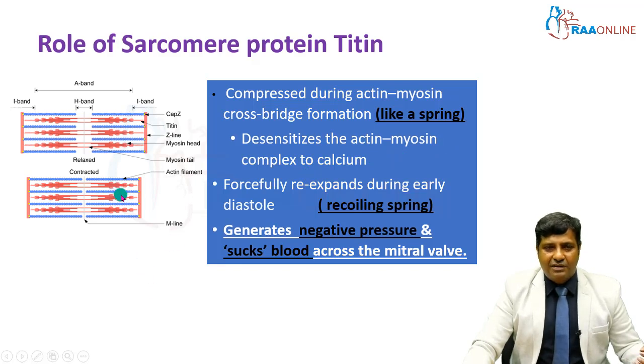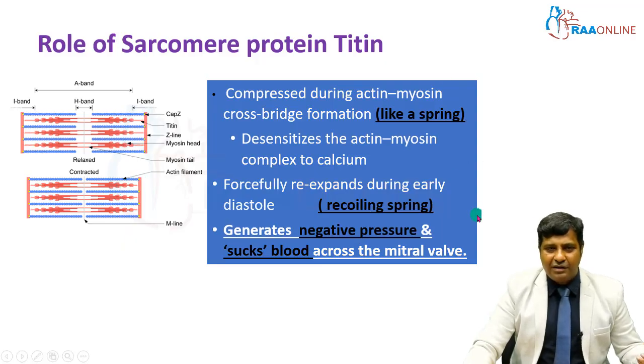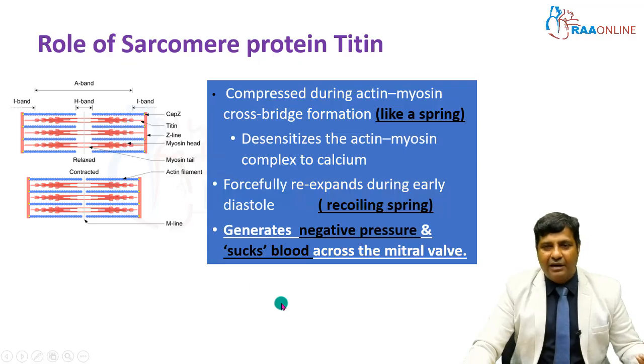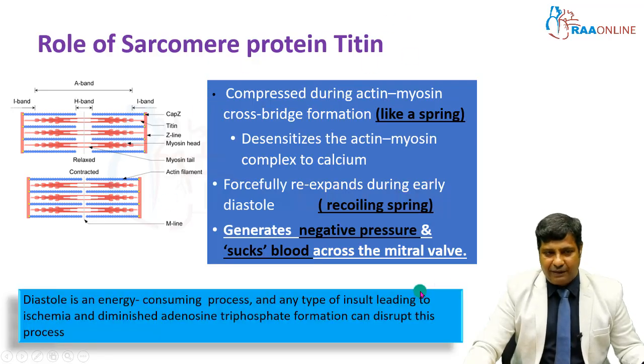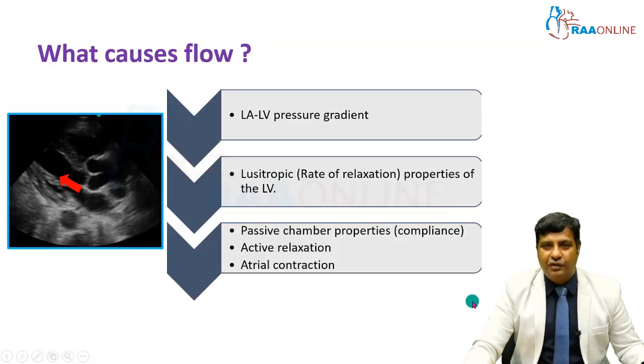But at the same time, once these actin myosin cross bridges start getting relaxed, titin acts like a recoiled spring. Because of this recoiling effect, it generates a huge negative pressure, and it makes the LV ready to suck the blood across the mitral valve. So these are the two important points to remember about the role titin plays in the diastolic period. To summarize, diastole is an energy consuming process, and any insult leading to ischemia and diminished adenosine triphosphate formation can disrupt this process, which leads to diastolic dysfunction.